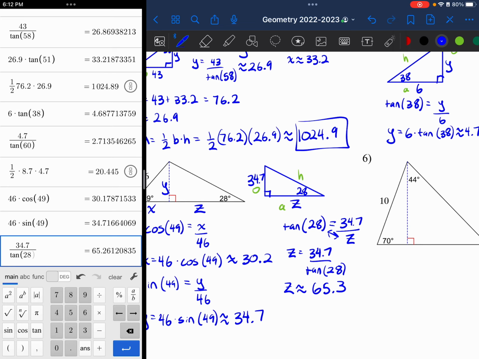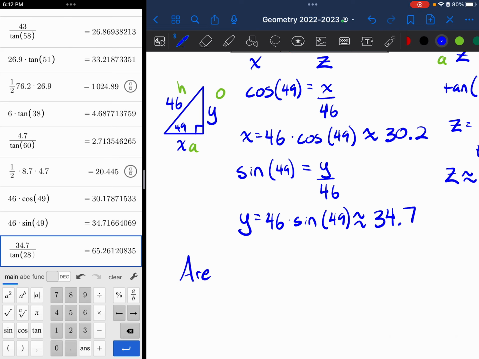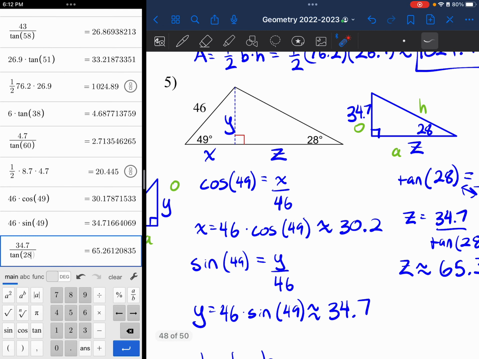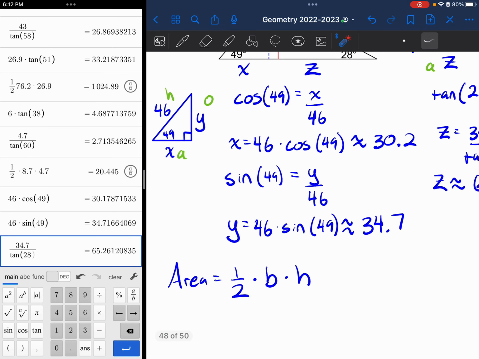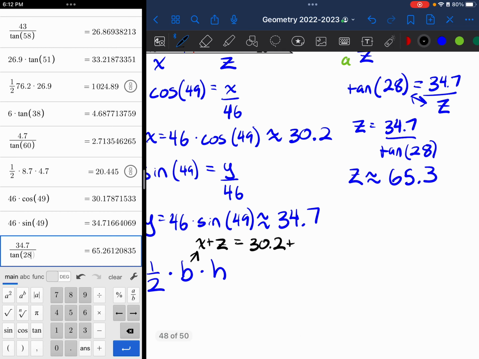65.3. We have all the pieces to plug into our formula. Let's go ahead and do it. Again, if I'm looking for area, the area of a triangle is always equal to 1/2 times base times height. We don't know the base yet, but the base is going to be adding our x and our z. So base is going to be x plus z, and x is 30.2, and z we just found was 65.3. Together these are going to be 95.8.